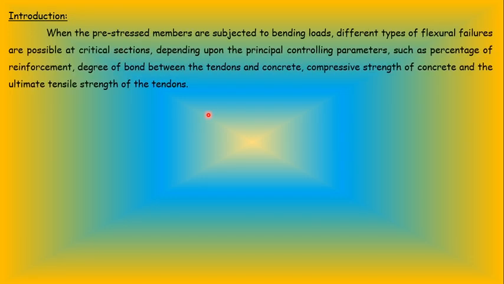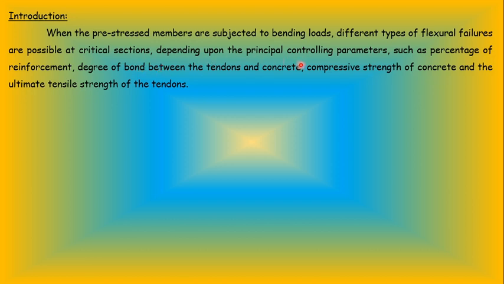When the prestressed members are subjected to bending loads. Bending loads means the loads which occur on slabs, beams, such horizontal members. Different types of flexural failures are possible at critical sections. Critical sections means somewhere we are going to have a part of the reinforcement reduced, or bond is not there between the steel and concrete, or the concrete has less compressive strength, or the steel is going to fail due to tension. Those types of failures are there in the critical sections.